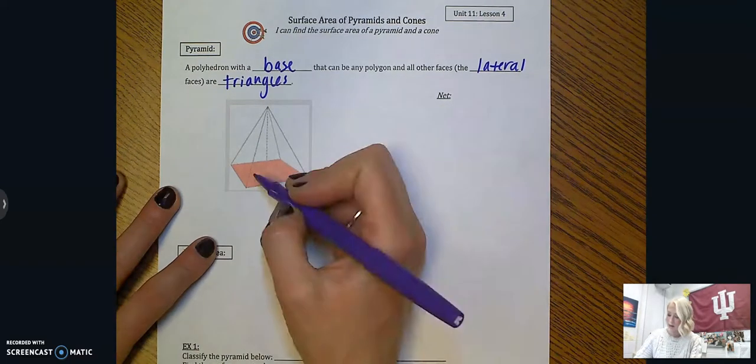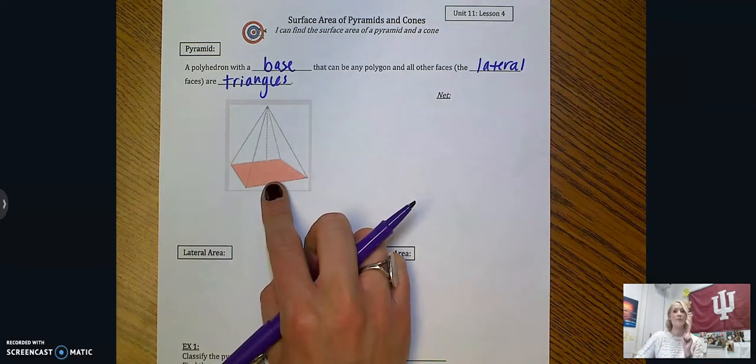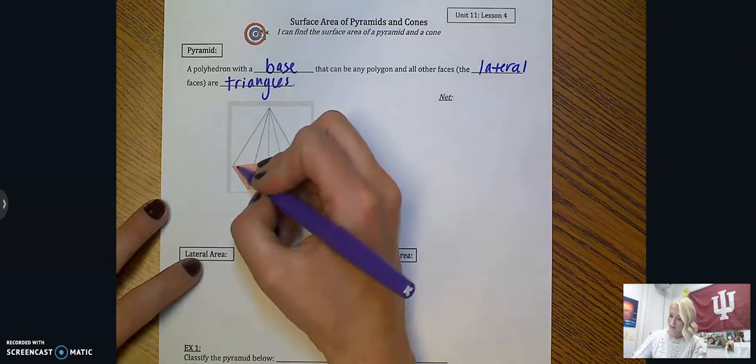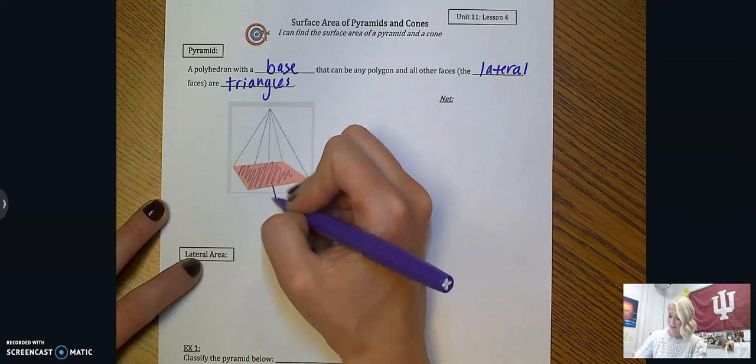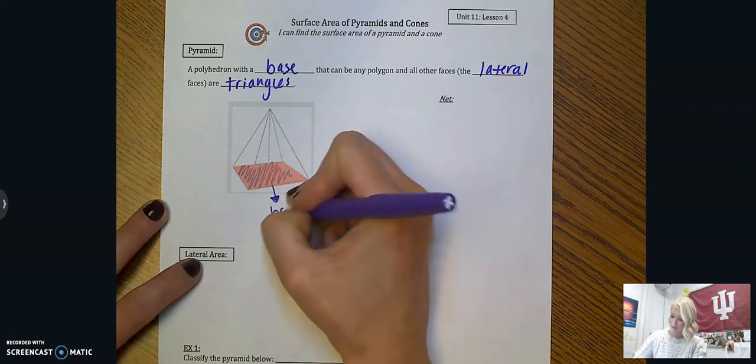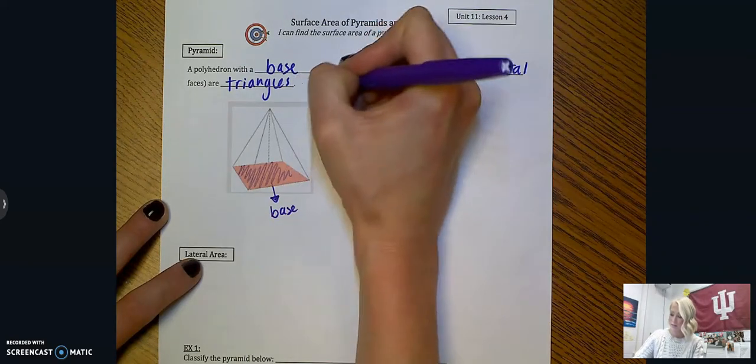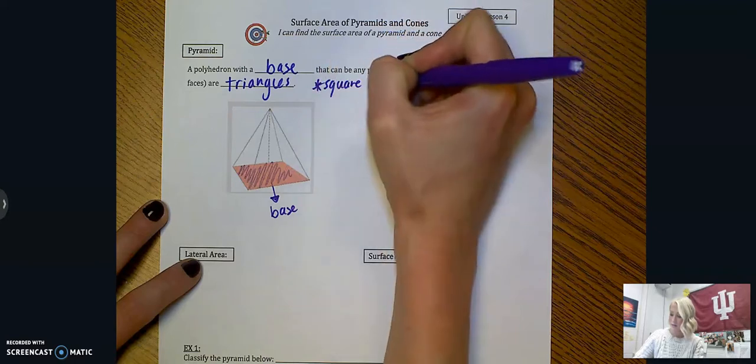So if I look at my pyramid here, you name pyramids by their bases. This one, the base is the bottom, that red face it's sitting on, so that's the base. It's a square, so I would name this a square pyramid.